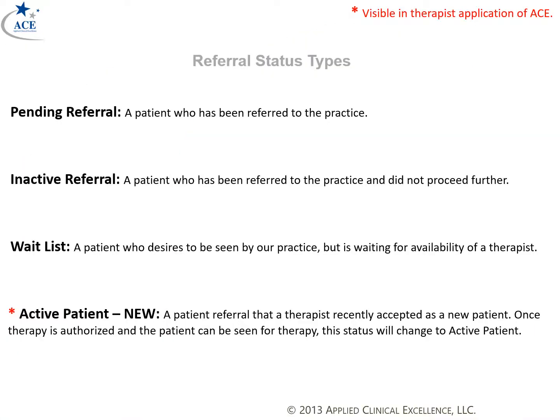Within the referral section of ACE, we have a total of 4 status types that are applicable to the referral process. A pending referral is a patient who has been referred to the practice. An inactive referral is a patient who has been referred to the practice but did not proceed any further in the process. A waitlist patient is a patient who desires to be seen by the practice but is awaiting availability of a clinician. An active patient-new is a patient that a therapist has recently accepted as a new patient.